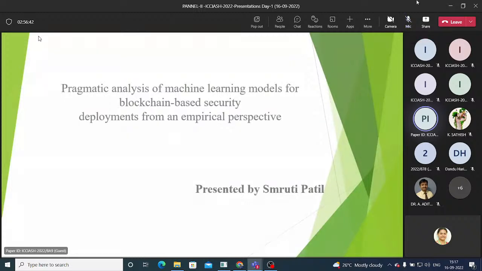Visible? Okay. Yeah, good afternoon, one and all. My topic for the paper is Pragmatic Analysis of Machine Learning Models for Blockchain-Based Security Deployments from an Empirical Perspective. Basically, I am researching the integration of a hybrid model with blockchain and AI techniques. So here I'm presenting the paper wherein I have done the literature review for the same.